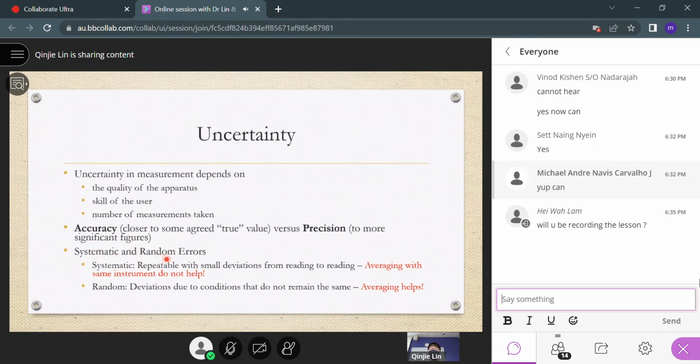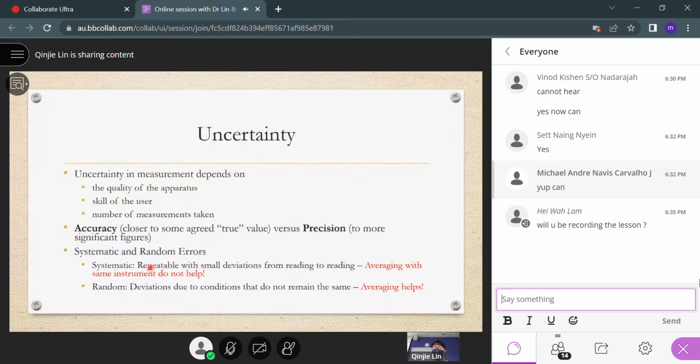Okay, systematic and random errors. These are two different kinds of errors. Systematic errors are repeatable, with small deviations from reading to reading. So averaging with the same instruments does not help. That means the device that you use, let's say a weighing scale. This weighing scale is always off by 0.1 kg. You think if you take more values it can be more accurate, but it won't be, because it's always off by 0.1 kg. So that is the systematic error.